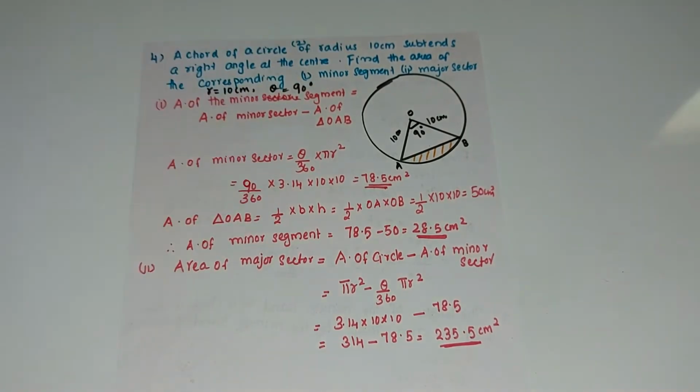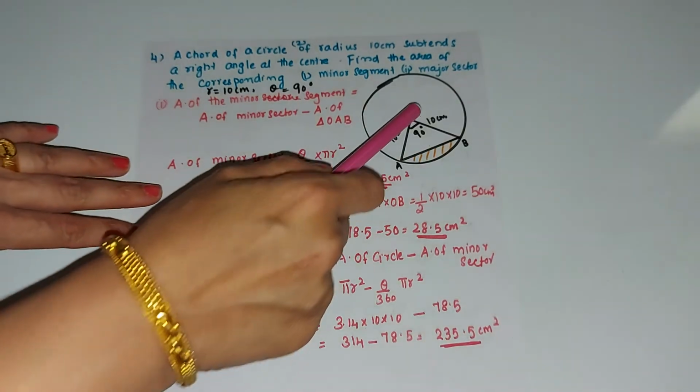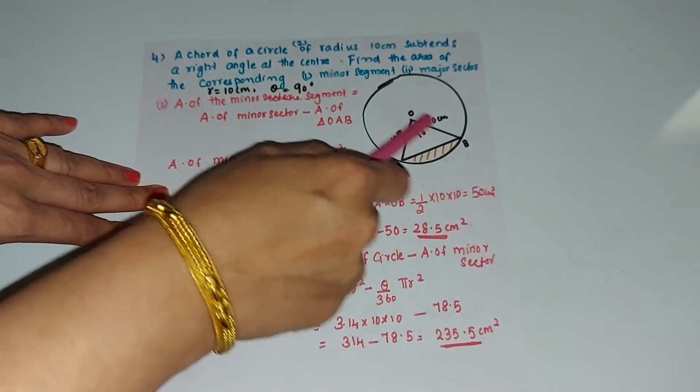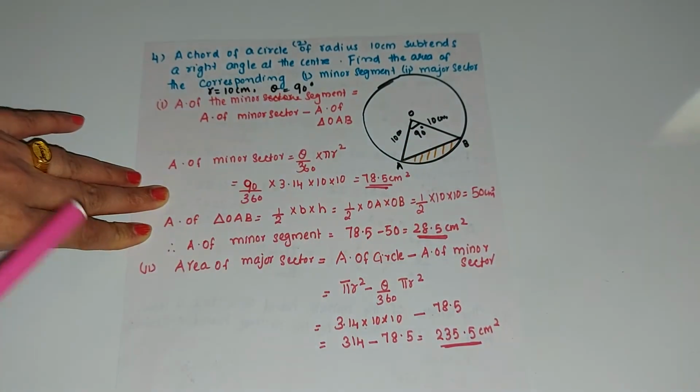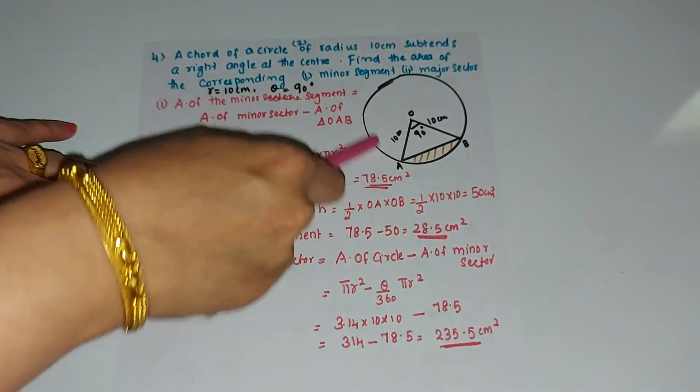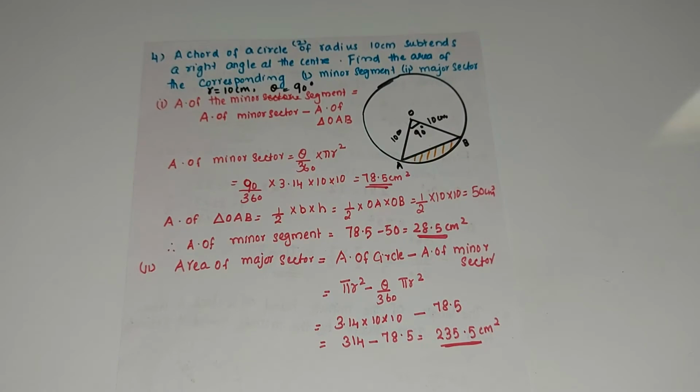Now our second part is to find the area of the major sector. This part is the minor sector. The remaining portion is the major sector. So to get the area of the major sector, you subtract the area of the minor sector from the area of the circle.